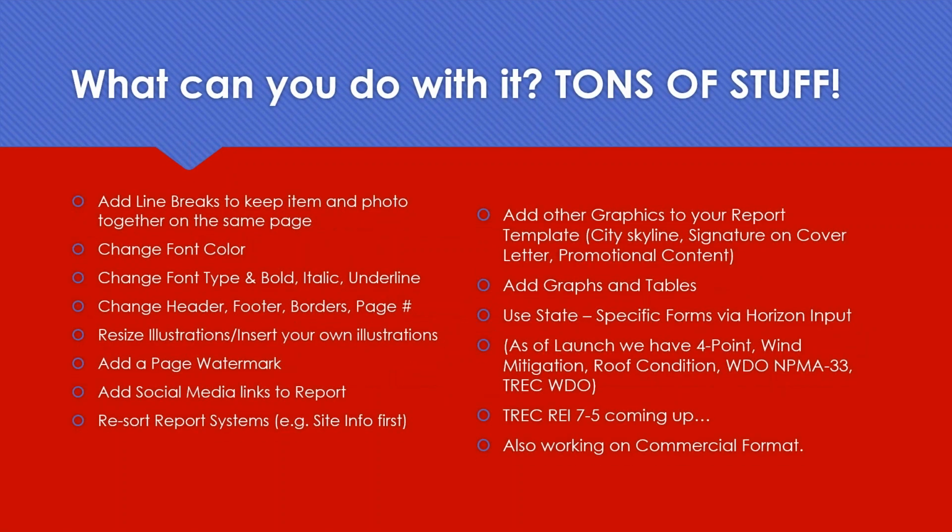And what can you do with it? There's actually tons of stuff. So in this list, we're only beginning to scratch the surface. As I just mentioned, you can add line breaks, change the font color and weight. You can change the header, the footer, borders, and like the page number style. It's also possible to resize illustrations and insert your own at full size. You can even do smaller illustrations if you want using something called tags. So if you're familiar with Horizon Marketer, you'd be familiar with that concept.